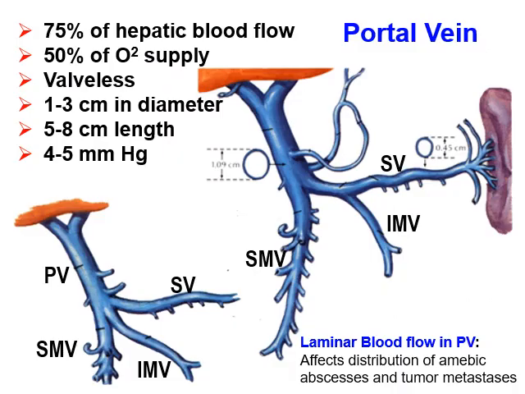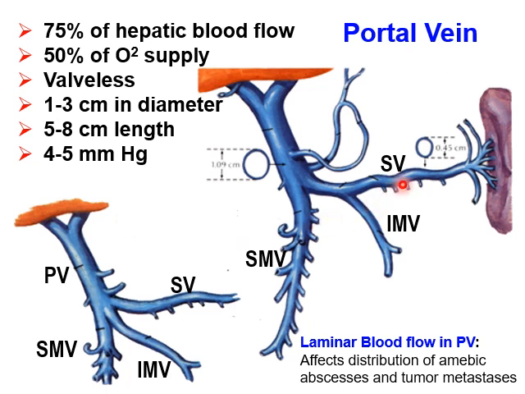The second source of the blood going to the liver is the portal vein, which carries 75% of hepatic blood flow and 50% of the oxygen supply. The portal vein is valveless, about 1 to 3 cm in diameter, 5 to 8 cm in length. The pressure in it is 4 to 5 mm mercury.